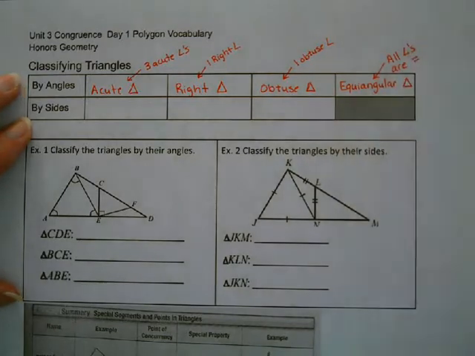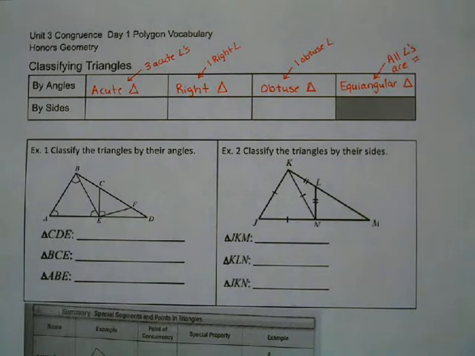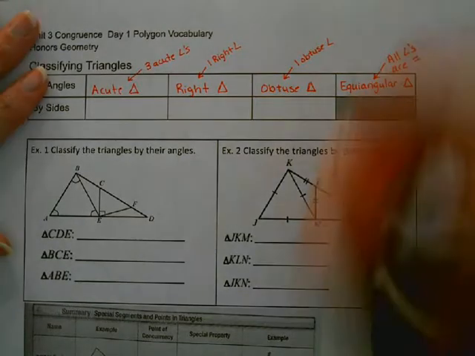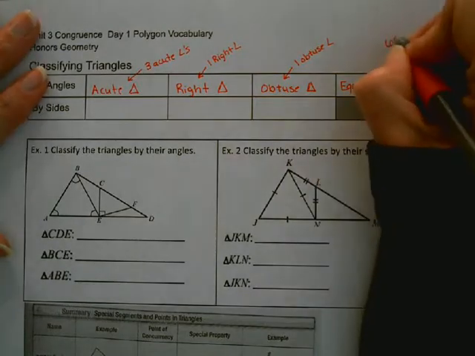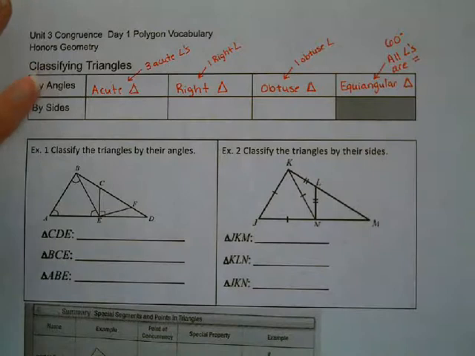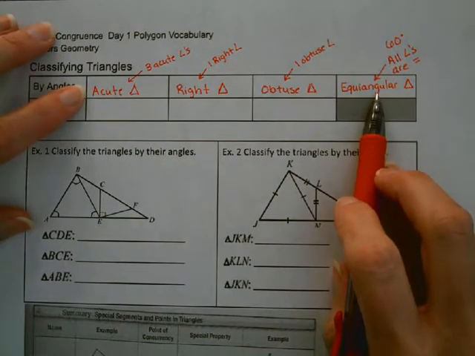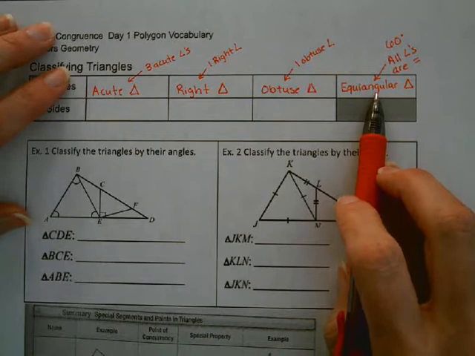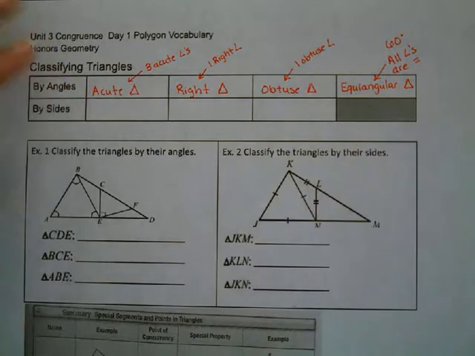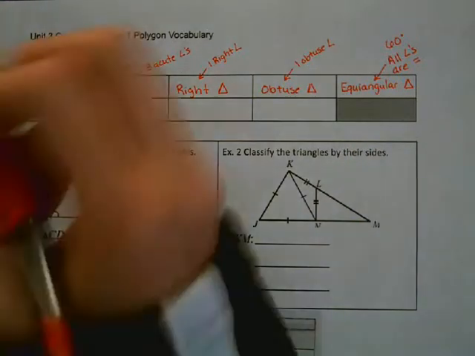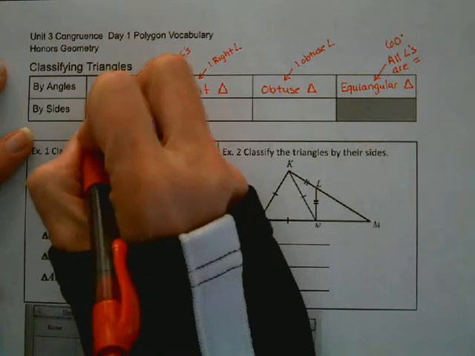And if you think about it, a triangle adds up to 180 degrees with their angles. So if all the angles are equal, 180 divided by 3 would mean each angle is 60 degrees. So an equiangular triangle is a special type of acute triangle because all the angles are 60 degrees. Okay. Classifying by sides, this would be familiar probably, scalene.